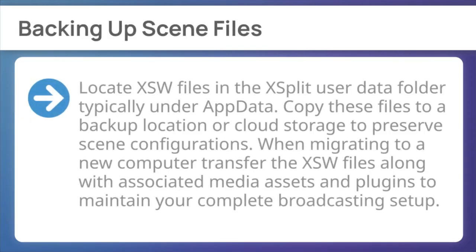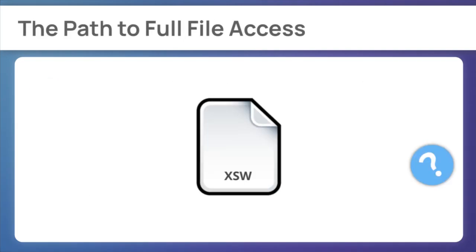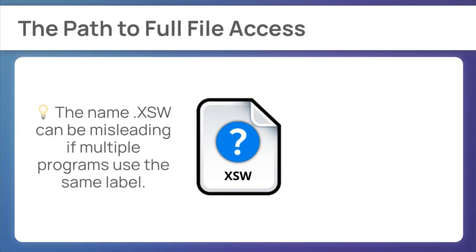Finally, backing up scene files. Locate XSW files in the XSplit user data folder, typically under AppData. Copy these files to a backup location or cloud storage to preserve scene configurations. When migrating to a new computer, transfer the XSW files along with associated media assets and plugins to maintain your complete broadcasting setup.